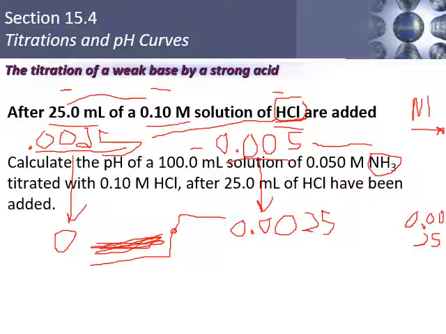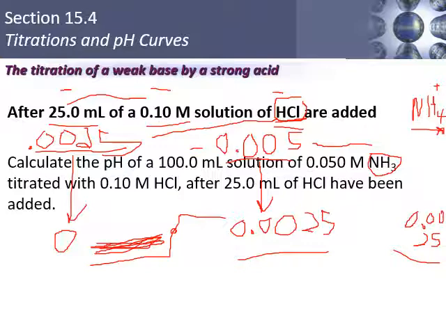Okay, there's nothing mysterious about this once you figure out what is going on here. You just have to do this a few times and it starts to click, hopefully. So what we're saying is that we have 0.0025 moles of NH3 that are left over, but we also produce the same number of moles of NH4.